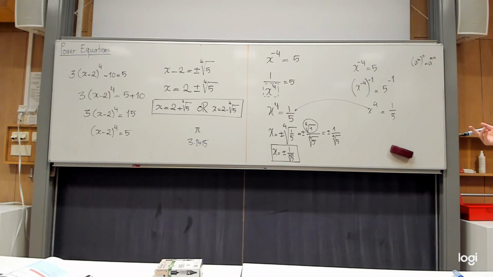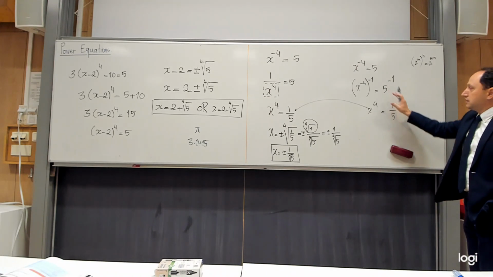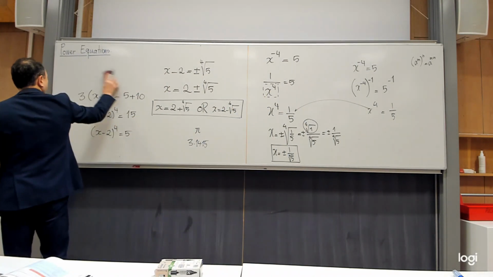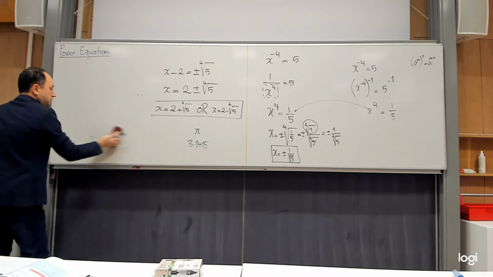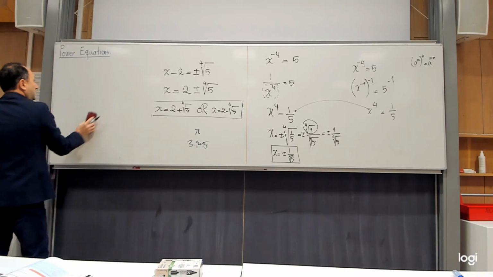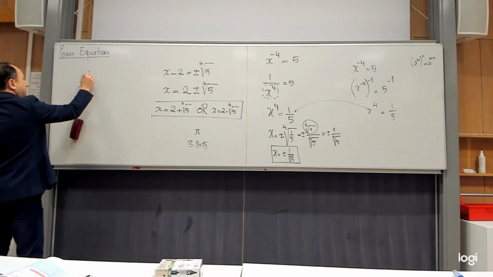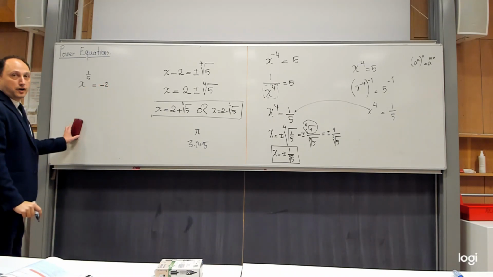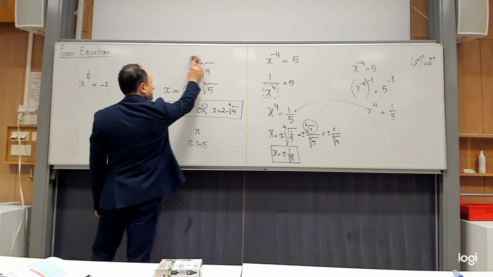So for negative powers, we do not have any problems. The same idea that I told here works with fraction powers. So if I ask you this, x to the power of 1/5 is equal to negative 2, and I ask you to find x. How do you find that?